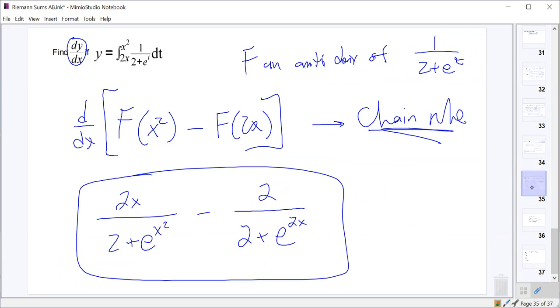Because that's about all we're really going to do with these problems that involve specifically the fundamental theorem of calculus.